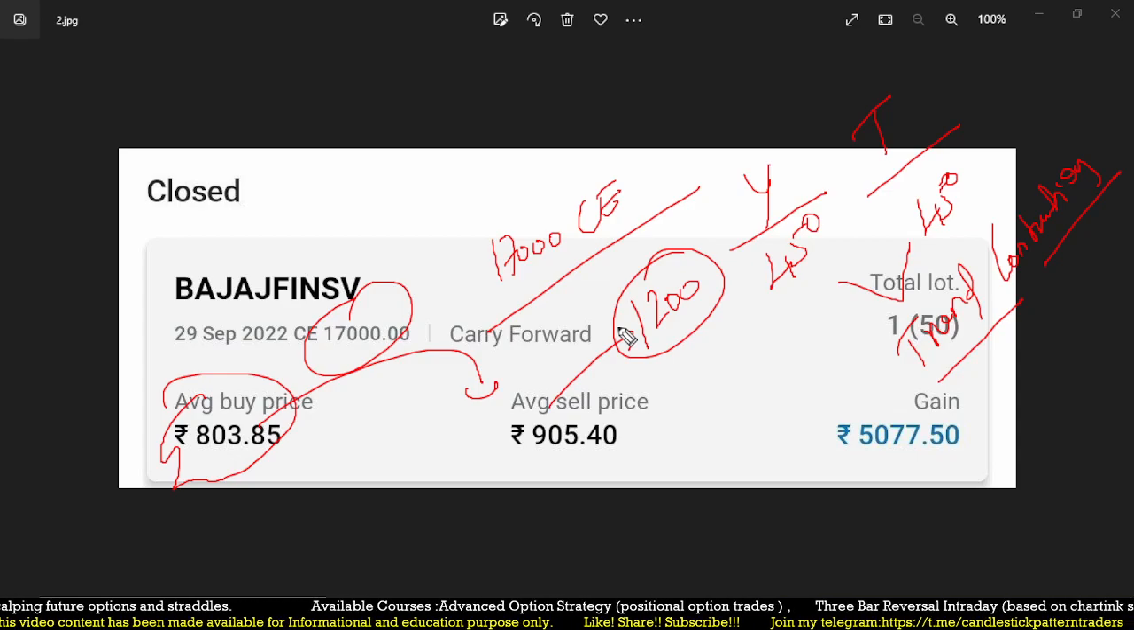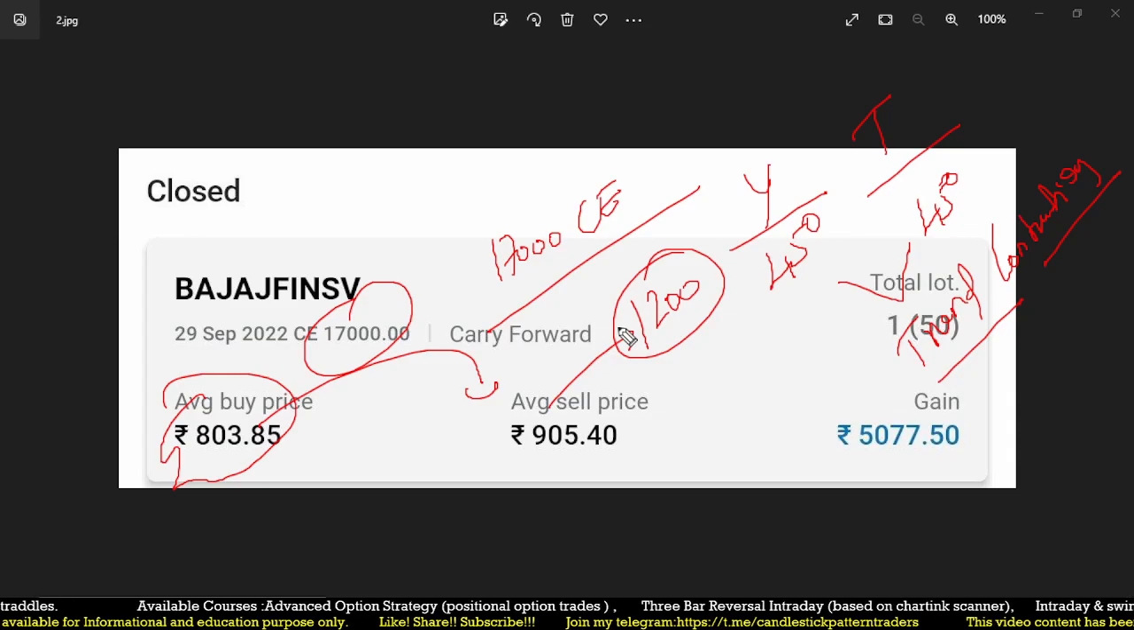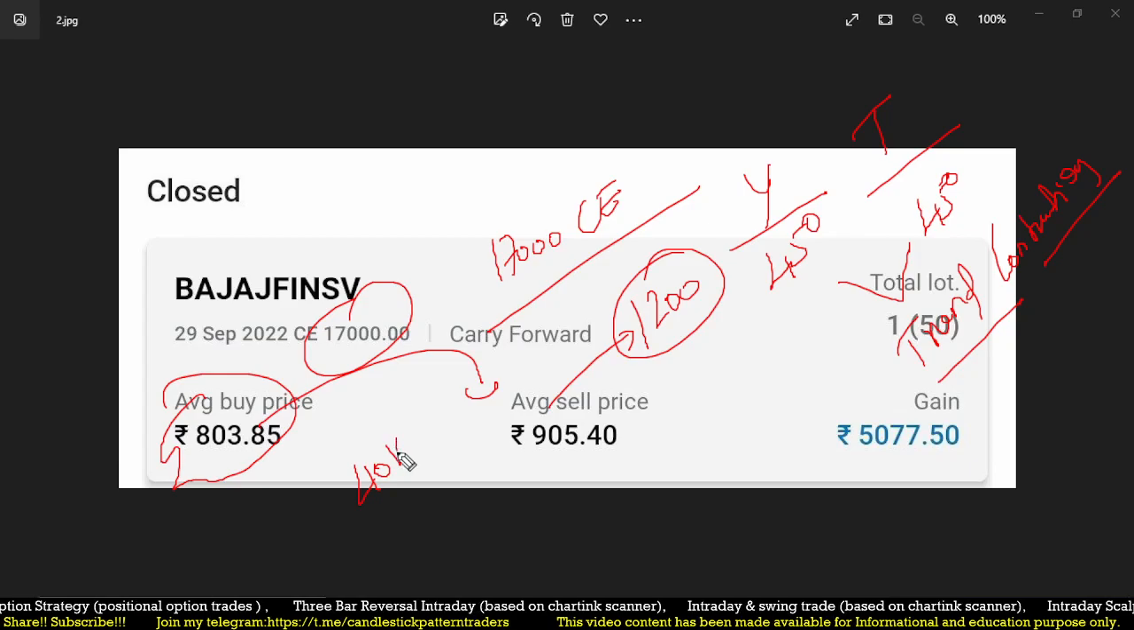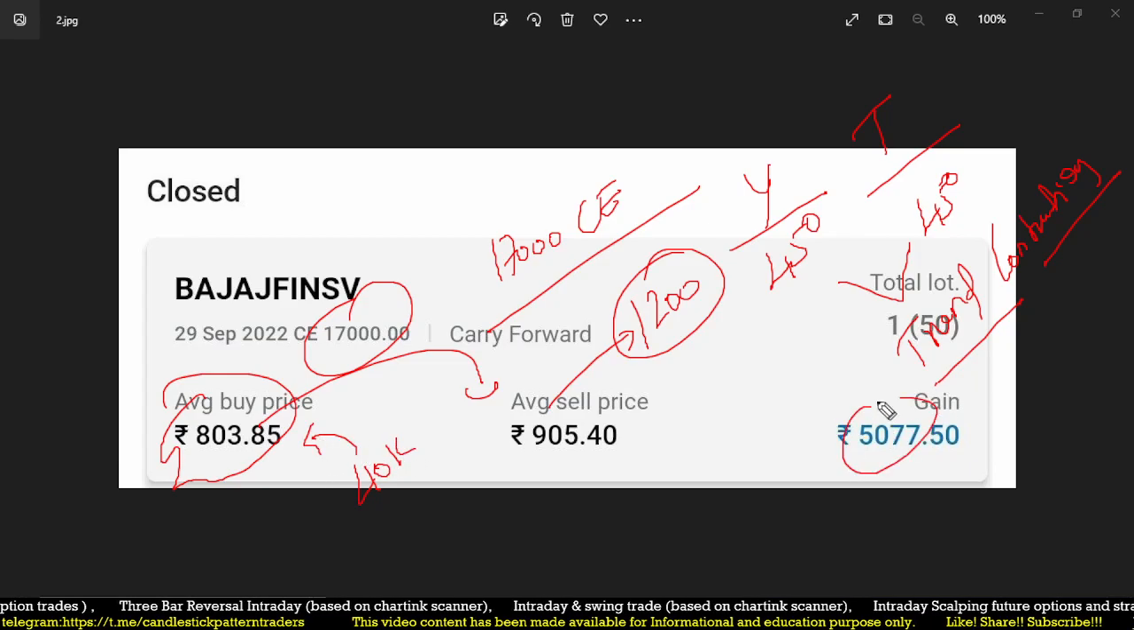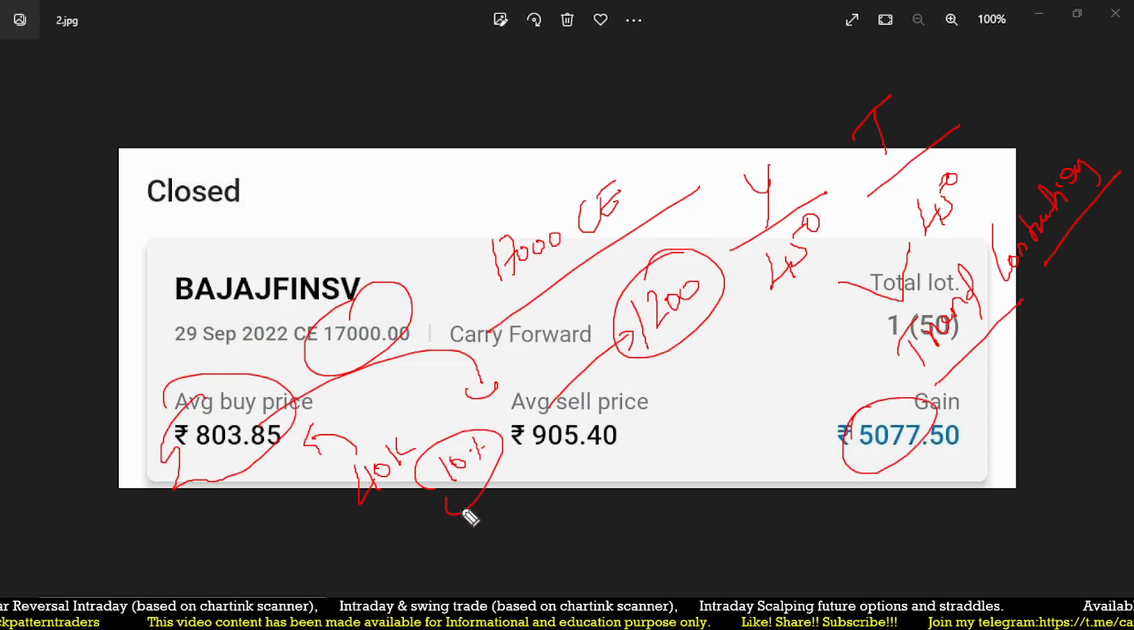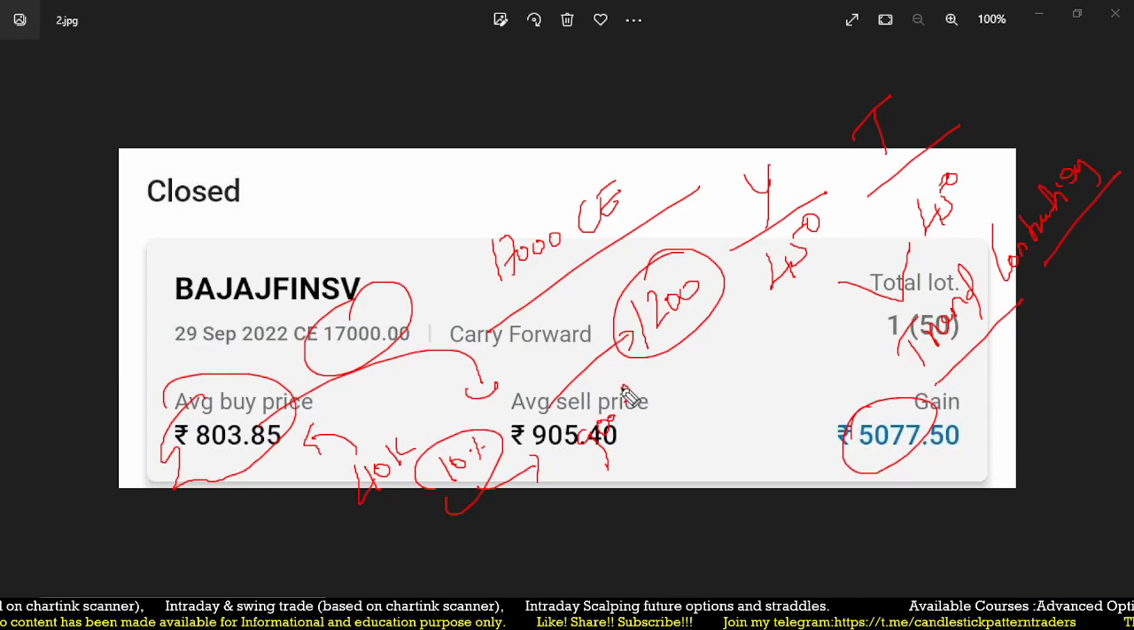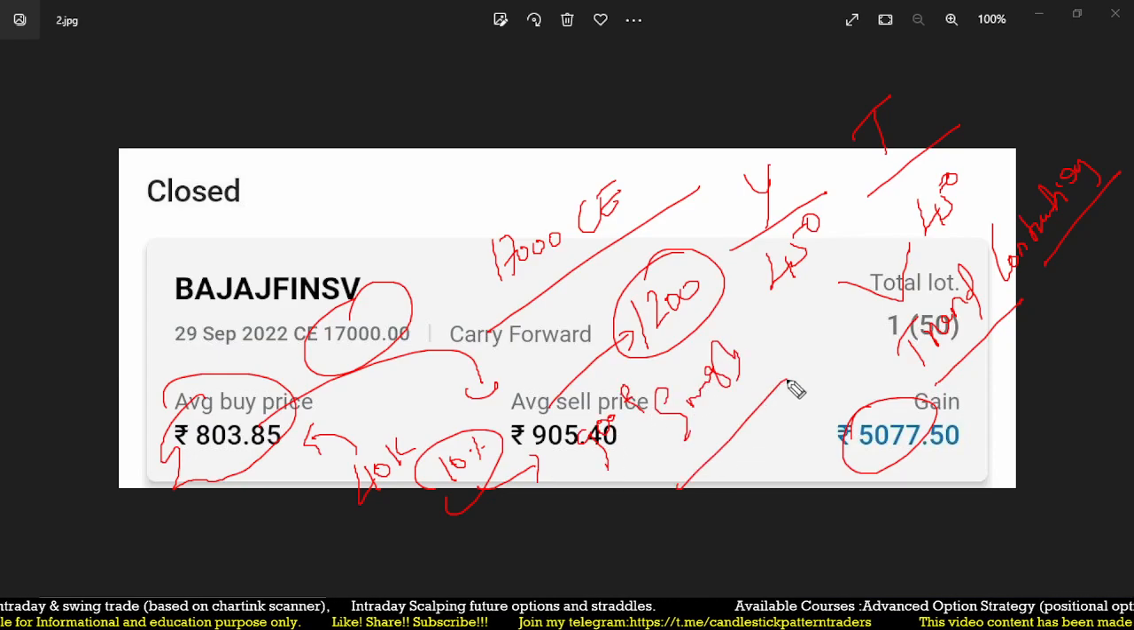I just entered with my capital. So what capital did I deploy for the trade? 40,000 is what I invested here for the trade, and more than 10% was generated for me in an intraday, which is good enough. I exited, and it was a good enough profit which I got.